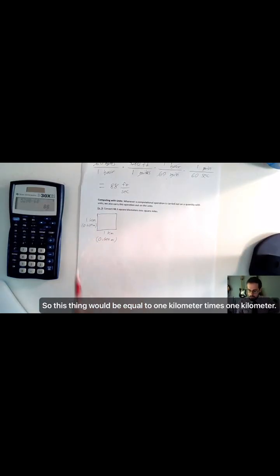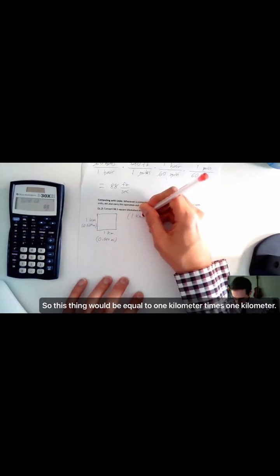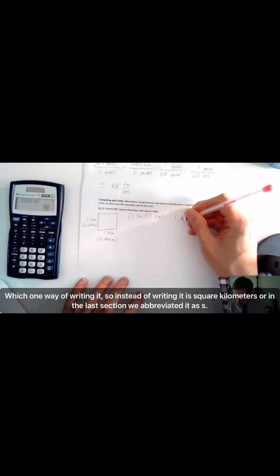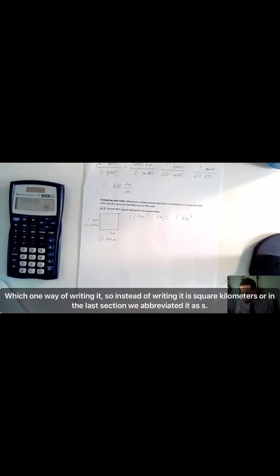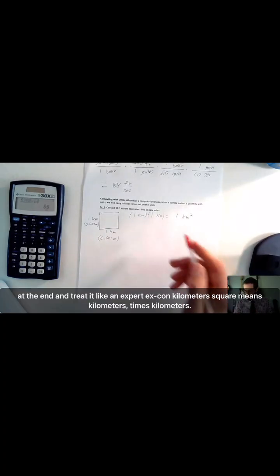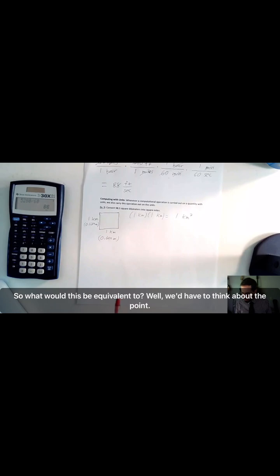So this would be equal to 1 kilometer times 1 kilometer. Instead of writing it as square kilometers, or abbreviating it as SQ as in the last section, another way to write this would be kilometers squared. You can put that square at the end and treat it like an exponent. Kilometers squared means kilometers times kilometers. So what would this be equivalent to? We'd have to think about 0.6214 miles times 0.6214 miles.